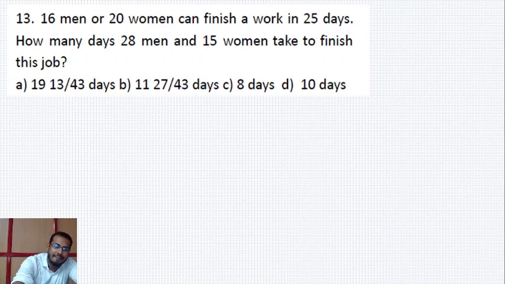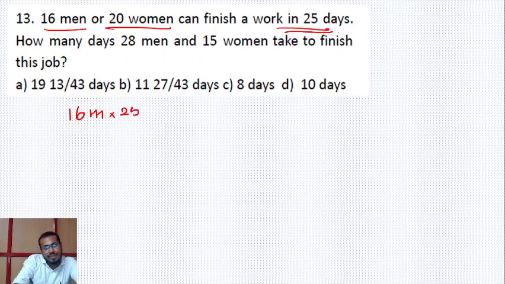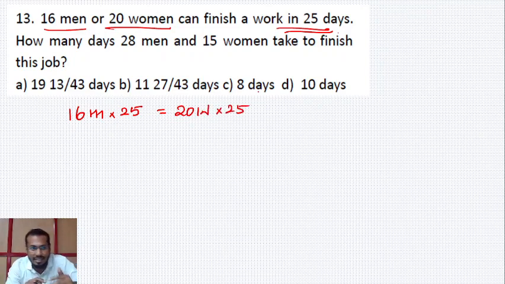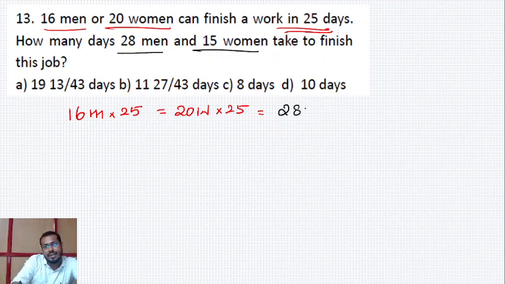Right, next question. 16 men or 20 women can finish a work in 25 days. How to write this equation? 16 men can complete it in 25 days, or the same work will be completed by 20 women in 25 days. Can you understand this? Either 16 men 25 days or 20 women in 25 days. Now the same work is going to be completed by whom? 28 men and 15 women. So 28 men plus 15 women in how many days? This is the question.